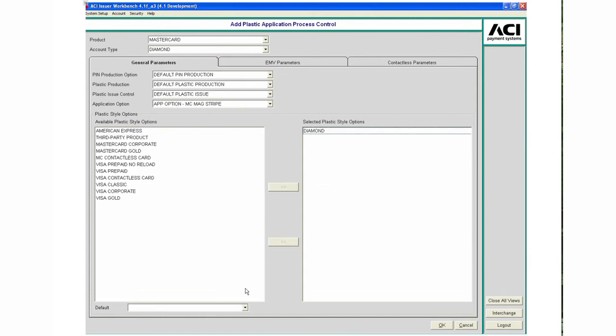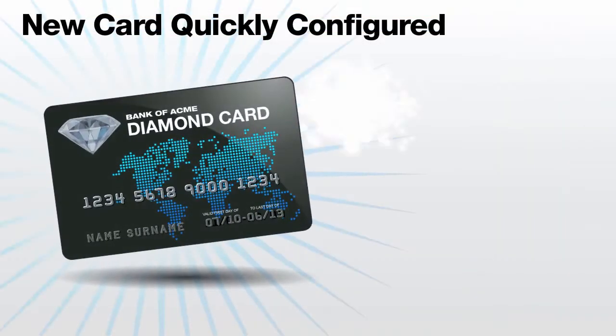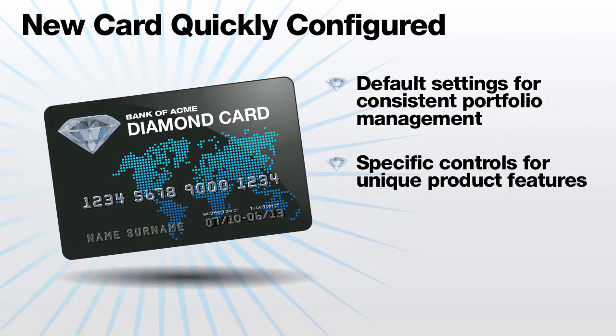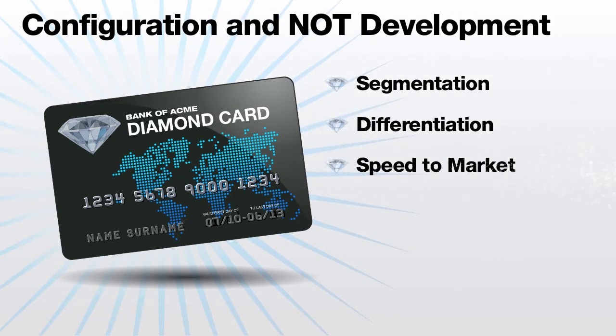We select the Diamond plastic from the list, and plastic process control is now complete. As you have seen, it is quick and easy to set up products in ACI Issuer. Using standard parameters allows products to be set up consistently across the bank.